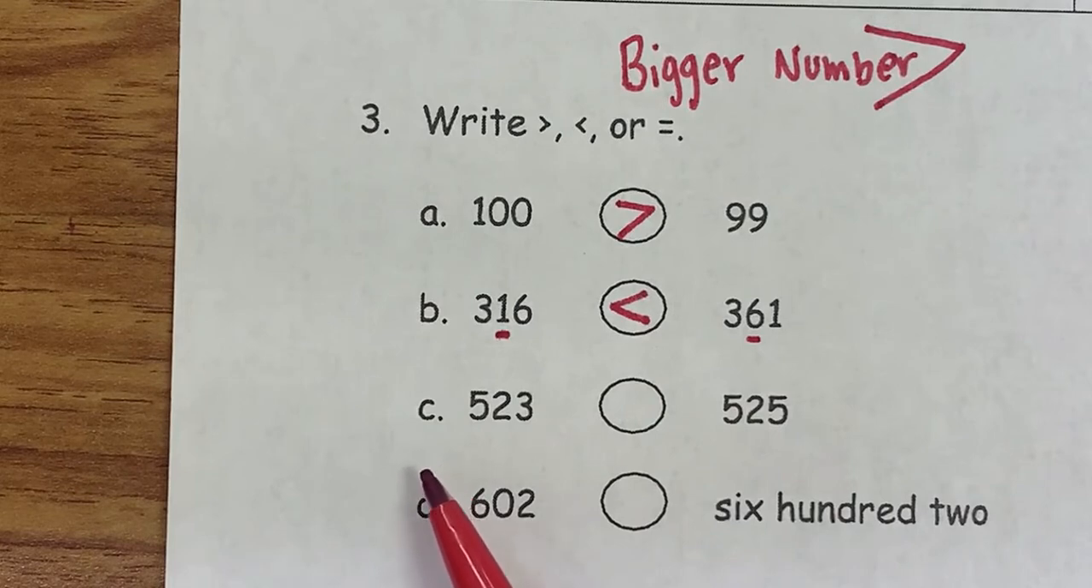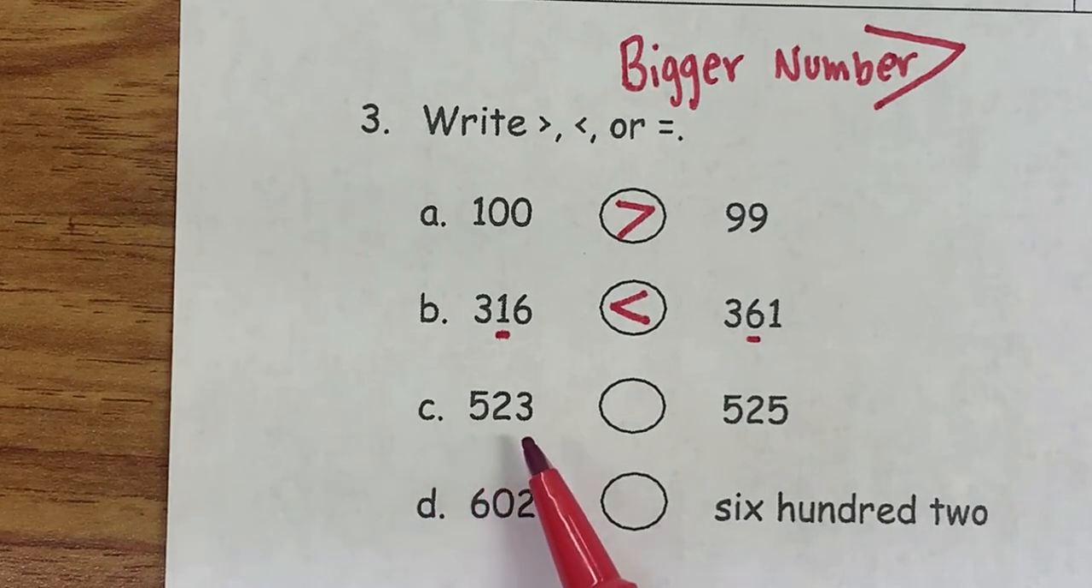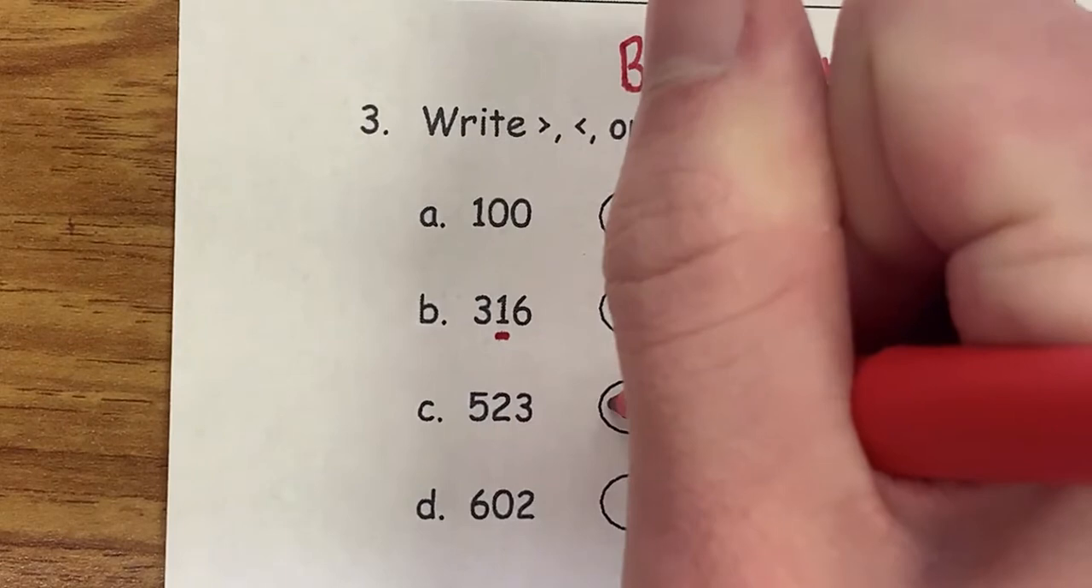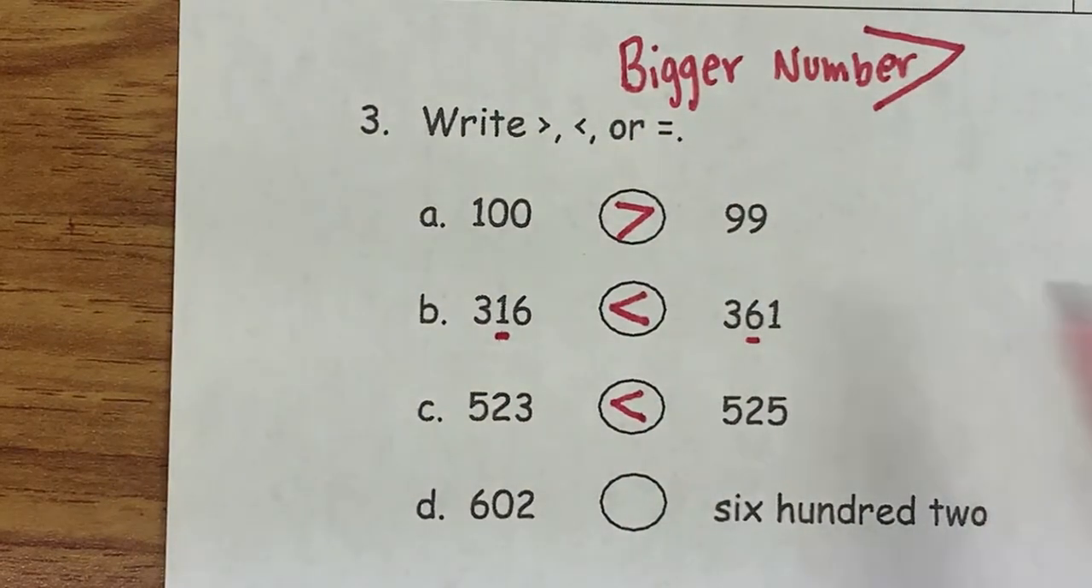All right, C, we have 523, and then we have 525. So we know 525 is 2 more than 523. So again, our greater than is going to be pointing towards 525.